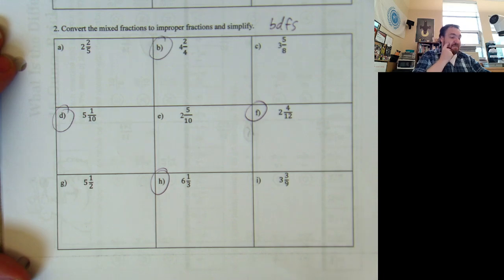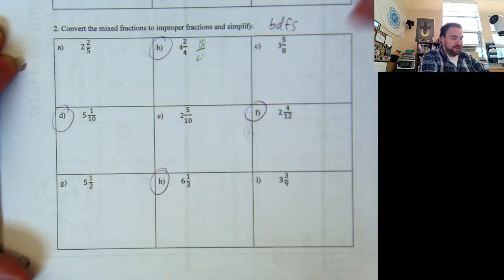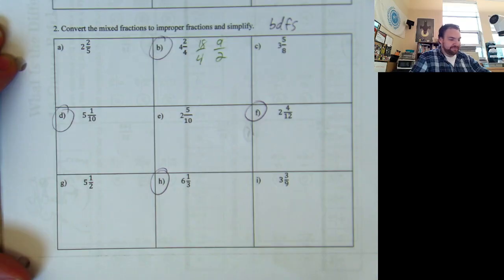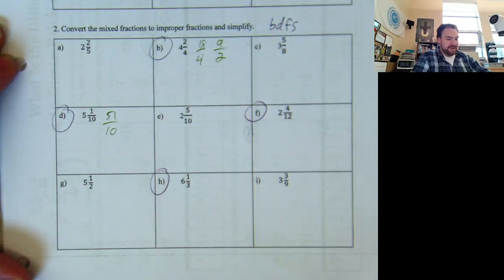Convert the mixed numbers to improper fractions and simplify. This is going to be 18 over 4, which we can reduce to 9/2. This is going to be 51 tenths, which cannot be simplified, I don't think. I mean, 51 is divisible by 3? No, 52 is divisible by 4. 51 is divisible by 3. 3 times 17 is 51. Okay, so that one's done.